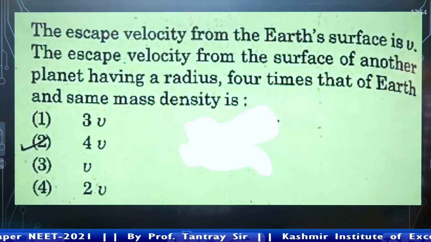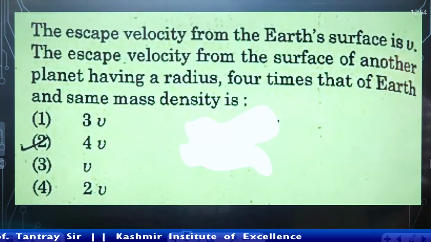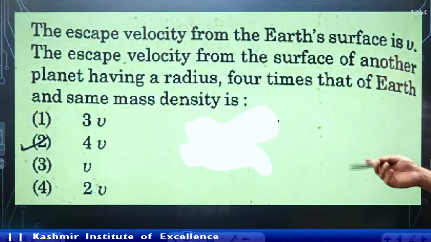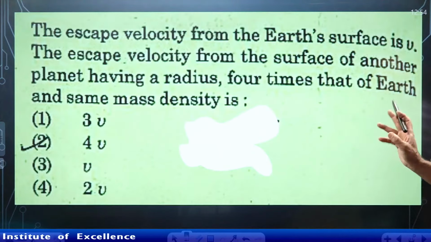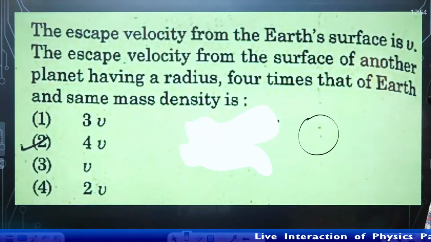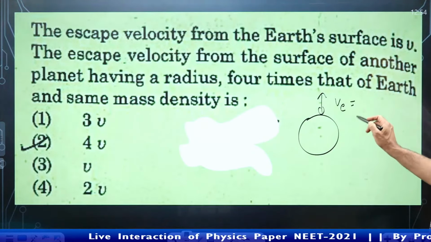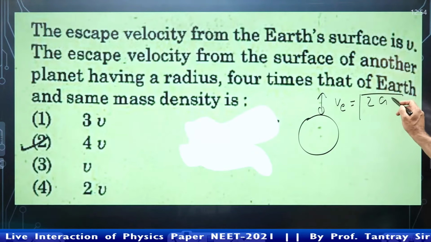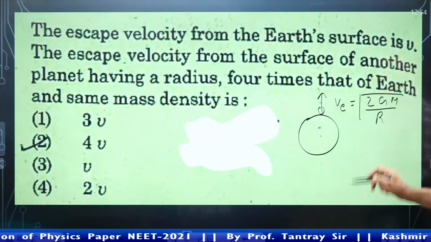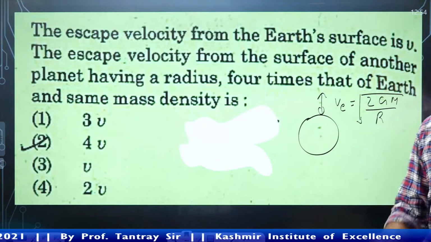Okay. Now, the escape velocity from the Earth's surface is V. The escape velocity from the surface of another planet having a radius 4 times that of the Earth and the same mass density is. The question is, we have the Earth and you have the escape velocity from the Earth VE, that is root of 2GM by R. But he talks about density, so we have to convert this equation into density form.